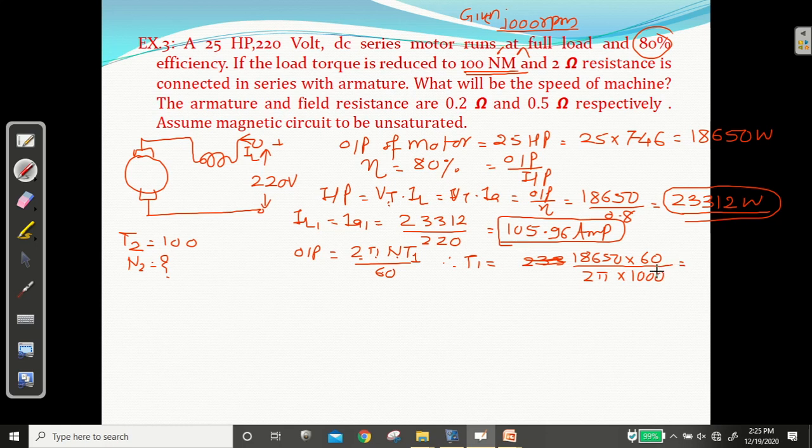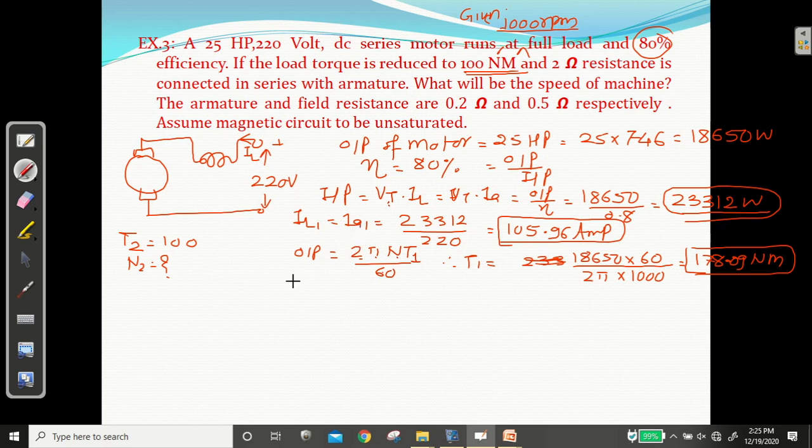So by using the calculator, I am getting 178.09 Newton meter. That is T1. T2 is given, 100. This is given. So T1 is known, T2 is known.